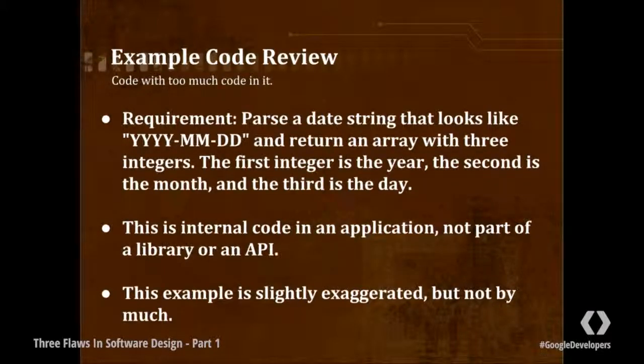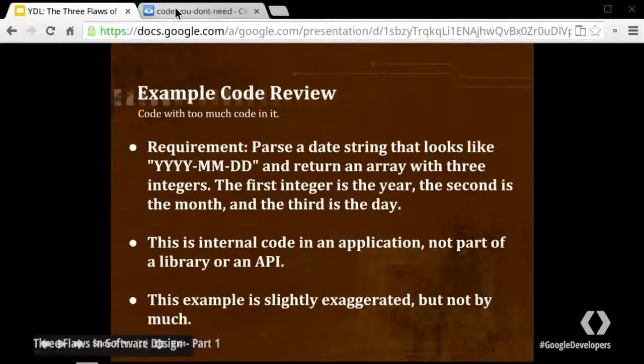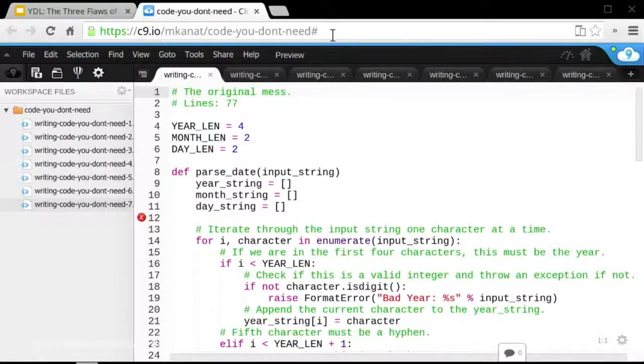So we have this requirement for a piece of code, and it says: parse a date string that looks like YYYY-MM-DD and return an array with 3 integers. The first integer is the year, the second is the month, and the third is the day. This is internal code in an application. It's not a library. We're not providing it to the outside world. And like I said, it's a little bit of an exaggeration. So let's look at this over here.